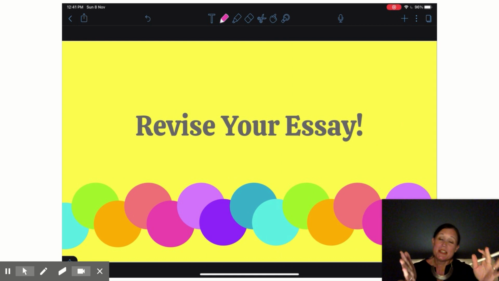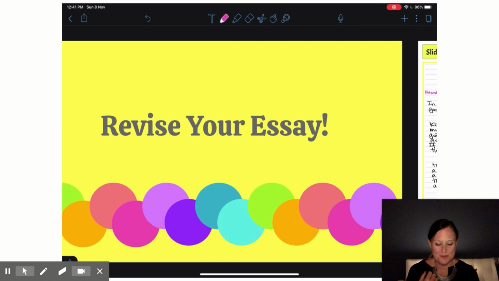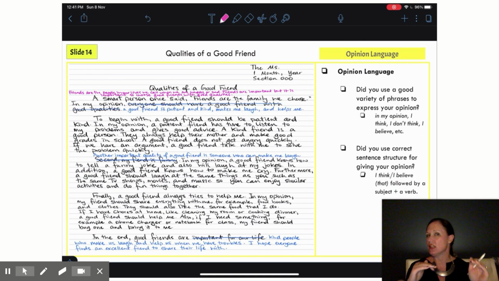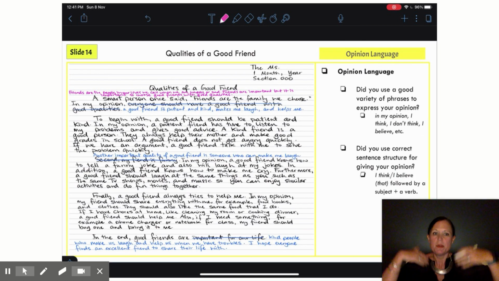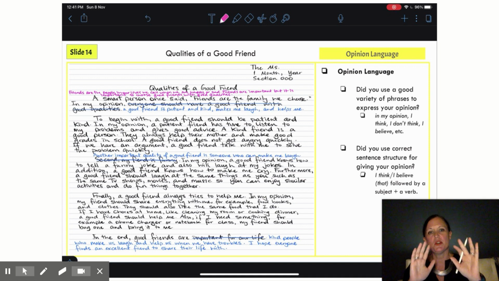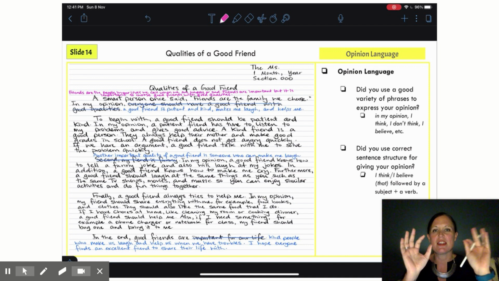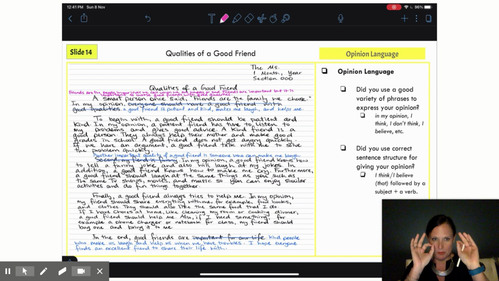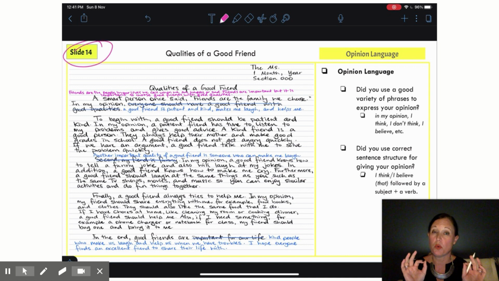Okay, so now it's finally time for us to revise our own essays. So again, as normal, I'm going to be uploading my pictures as I go to show you the process that I'm going through, but you'll just want to do this on your paper, and when you're finished, upload the final revisions. So I'm again on slide 14 this week, and as usual, I have a checklist.